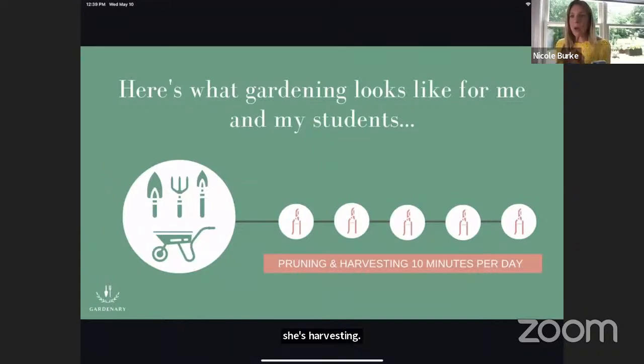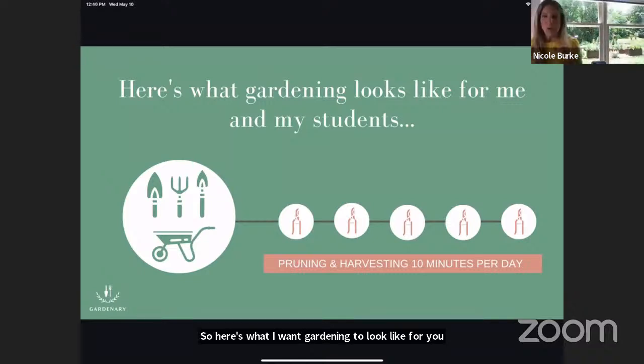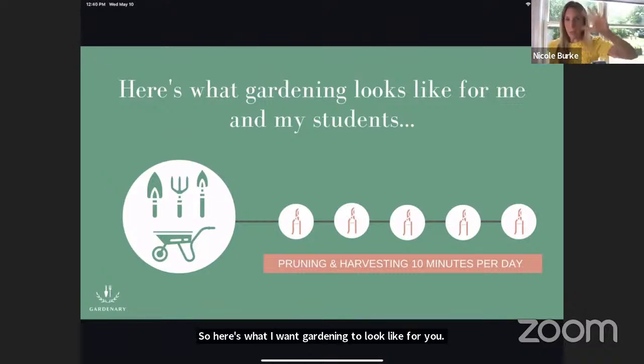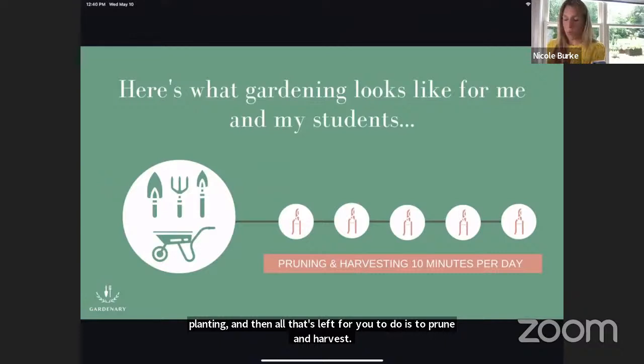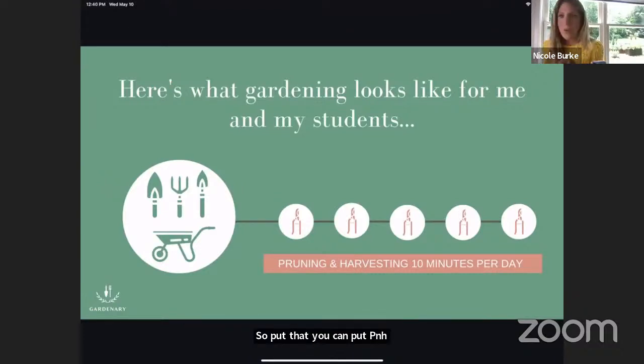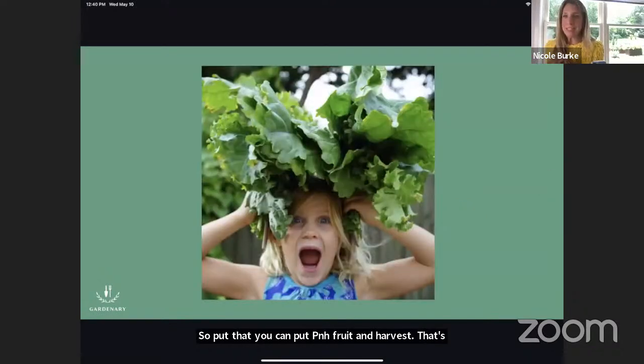So here's what I want gardening to look like for you. This is what it looks like for me out here. This is what I want it to look like for you. So setup, planting, and tending all happen on this side, right? Taking your time, investing your time and your money in good setup, good planting. And then all that's left for you to do is to prune and harvest. So you can put P&H, prune and harvest. That's your job. Prune and harvest. That's all you're going to be doing once it's set up.